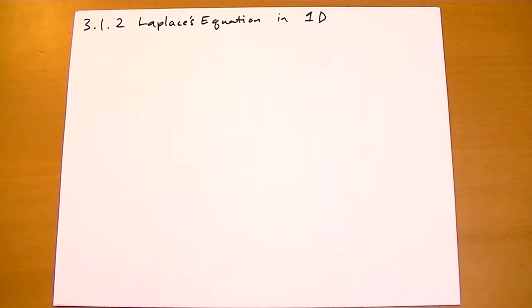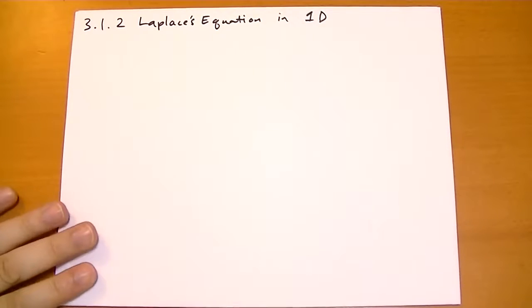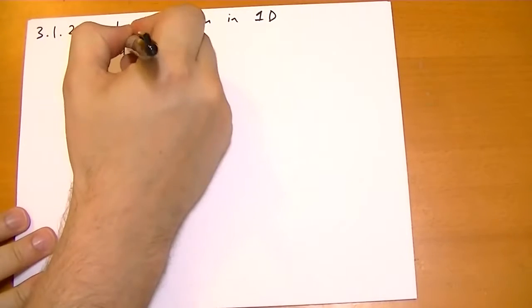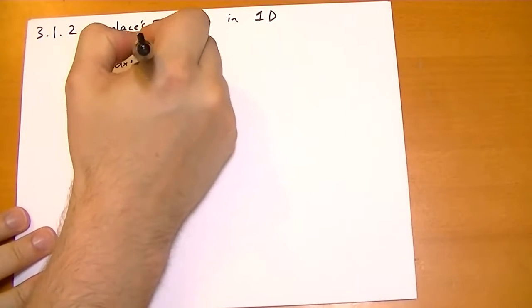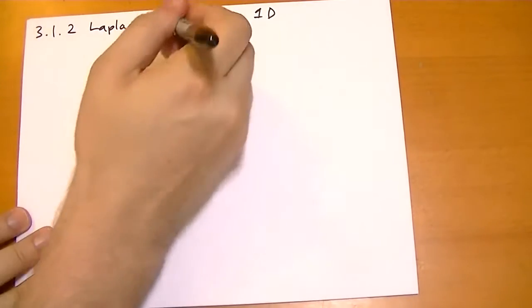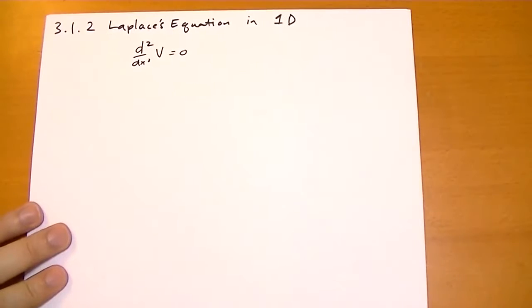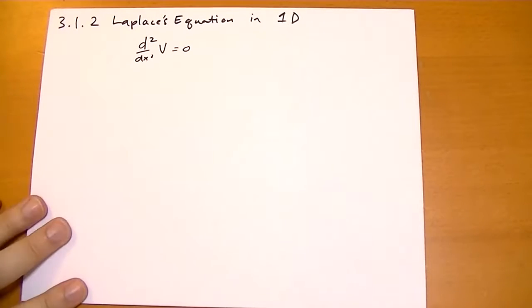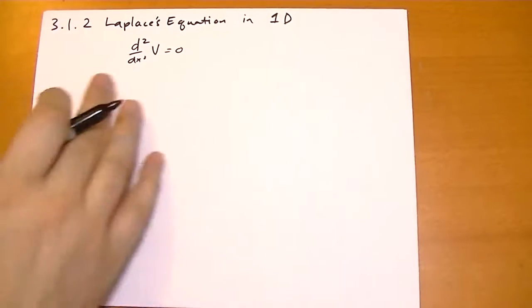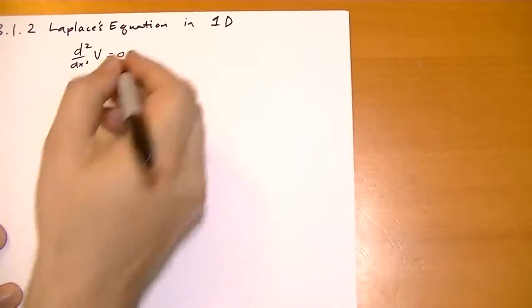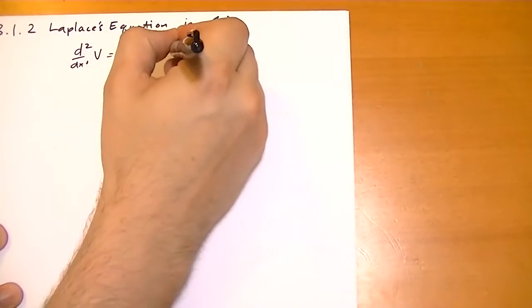312, Laplace's equation in one dimension. If we constrain ourselves to only one dimension, Laplace's equation becomes rather trivial. It becomes d squared by dx squared of the potential equals 0. If you've taken a basic physics course, you should recognize that this basically says the acceleration is 0, so you have something with constant velocity.